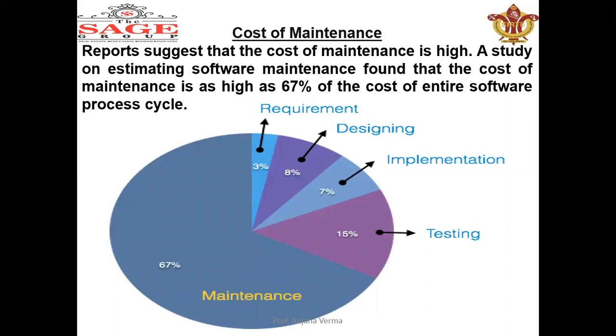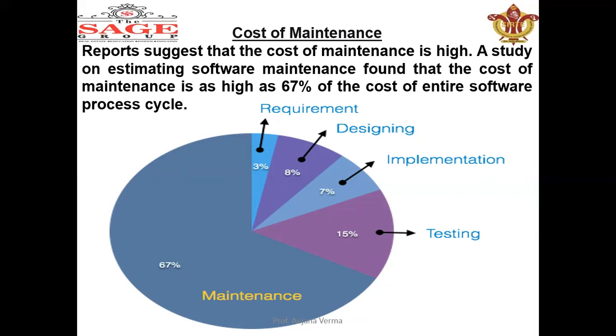Now, what is the cost of maintenance? If your product is delivered, the cost will be very high because whatever you have already built, you have to fix there. If things go bad from the very beginning, then the cost will increase up to 70% of the software cost.